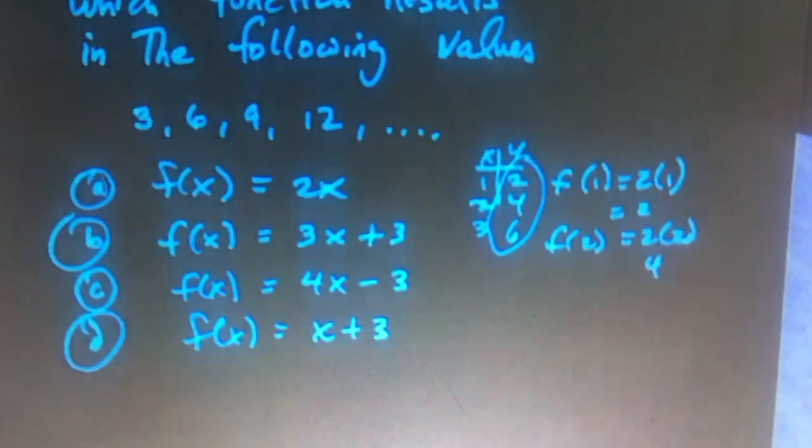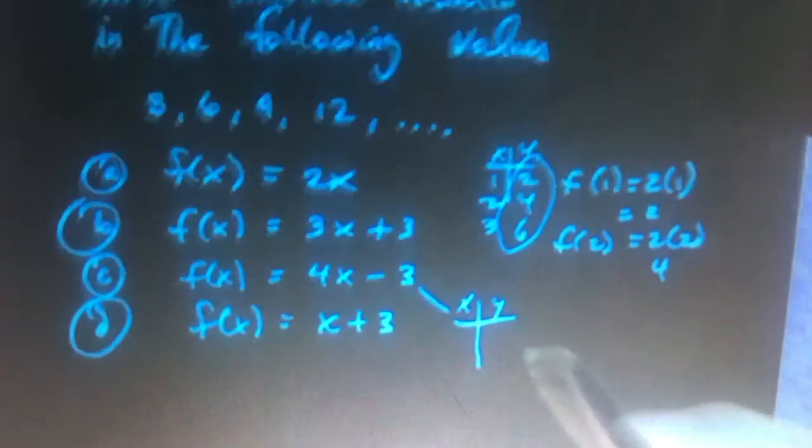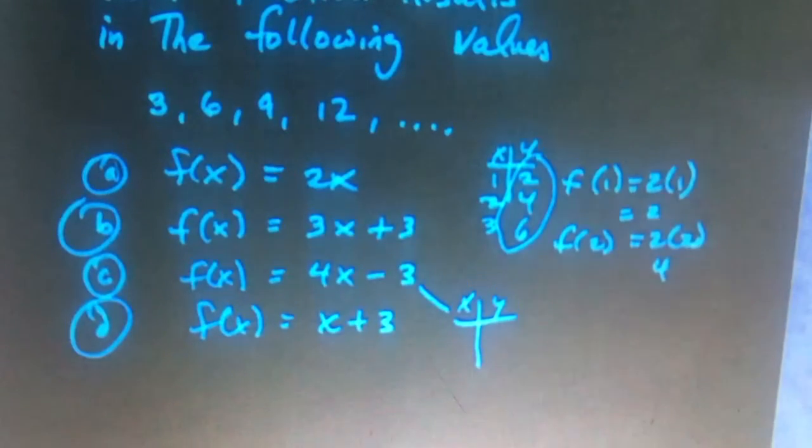Let's try f of x equals 4x minus 3. Plug in numbers, x and y. Okay, I'll use a different color, and we'll go from there.